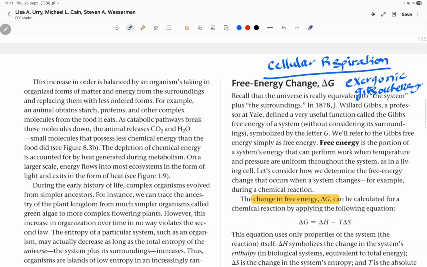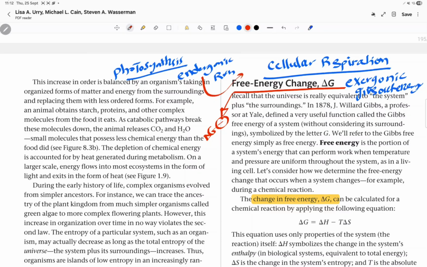basically. But photosynthesis needs energy of the sun to do its job. So because you have to have an external source of energy to do the job, that will be called endergonic reaction. How does that relate to delta G? Delta G is going to be negative for exergonic reaction, but it's going to be positive for endergonic reaction.